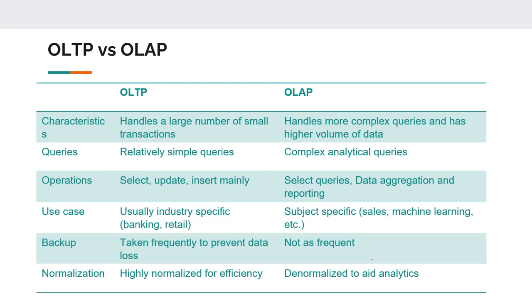Then normalization. OLTP is highly normalized for efficiency. Why? So that you don't have data redundancy, that means you don't have the same data in different tables. While this one is denormalized to aid analytics.